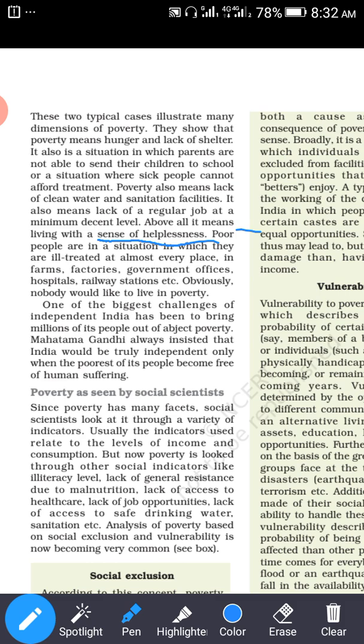And poor people are in a situation in which they are ill treated almost everywhere, such as farms, factories, government offices, hospitals, all these areas you are seeing. The time is going on and I have discussed the topic. So you have to write about poverty.